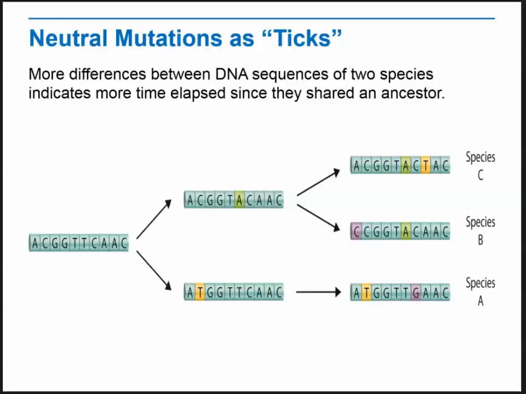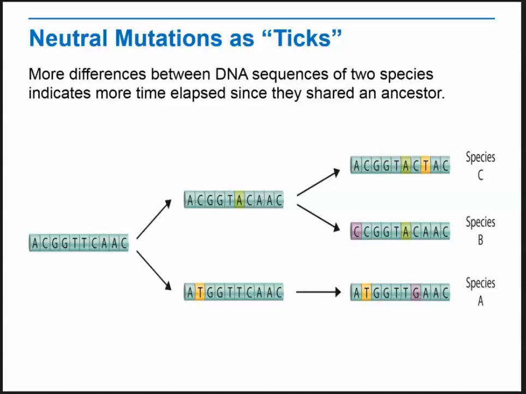Some mutations have a major positive or negative effect on an organism's phenotype. These mutations are under powerful pressure from natural selection. Many small mutations, however, have no effect on phenotype. These neutral mutations tend to accumulate in the DNA of different species at about the same rate.